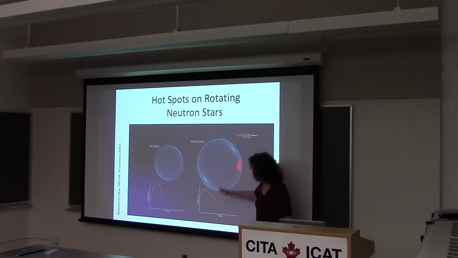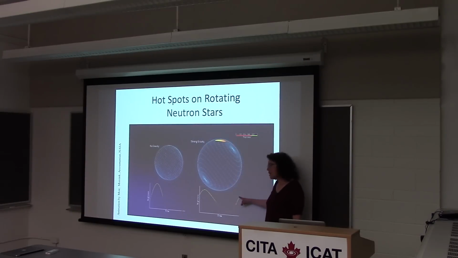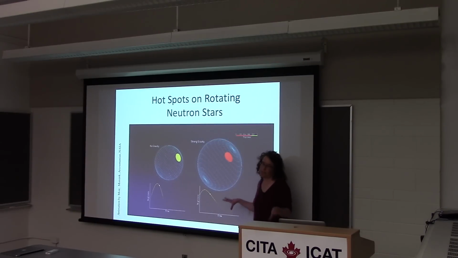Okay, but the most important thing is you can see that because you can see the spot for the whole period, in this geometry that I've chosen here, we don't have eclipses, and we have less modulation in our light curve.